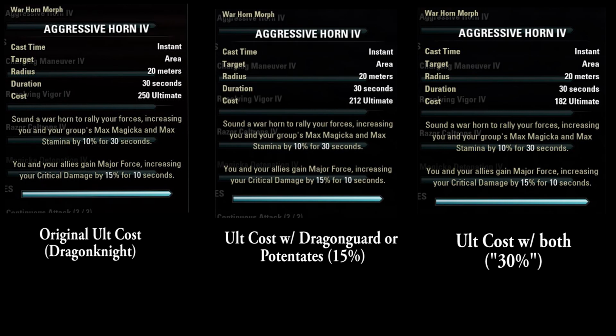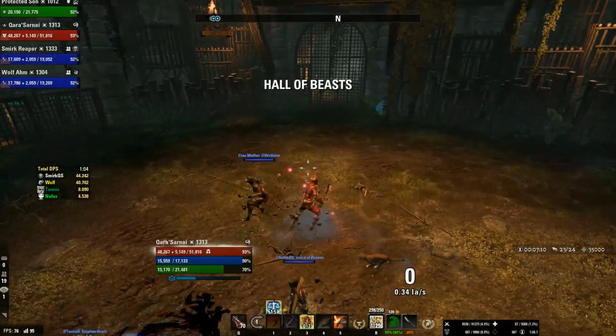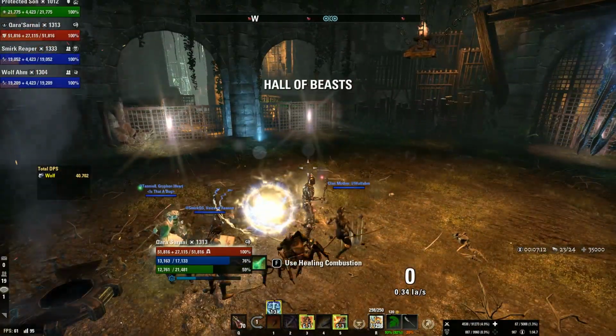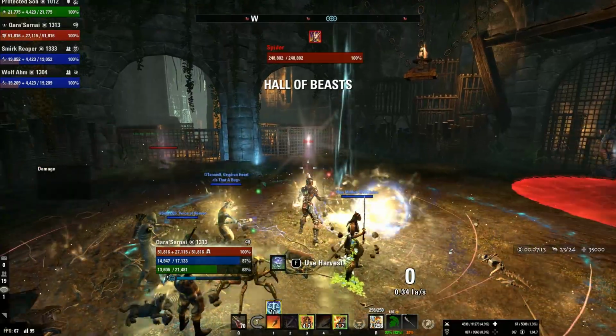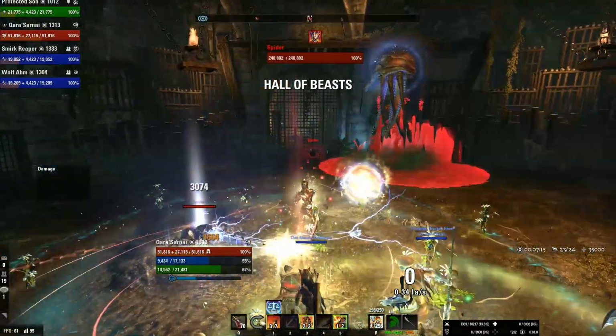So again, depending on class passives and so forth, it may not be worth investing too much into ult cost reduction over either one ult cost reduction set and emphasizing the rest of your stats on ultimate generation. And probably long after this video is made, there will be even more or fewer sets, passives, and skills that will affect ultimate generation and cost.